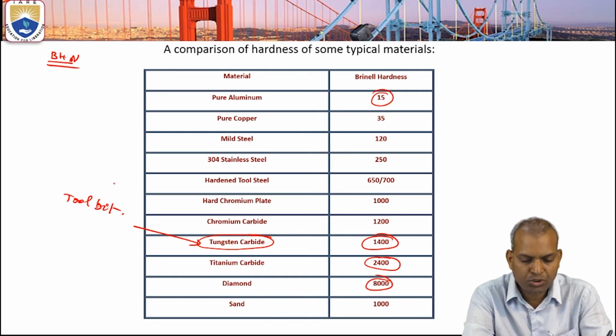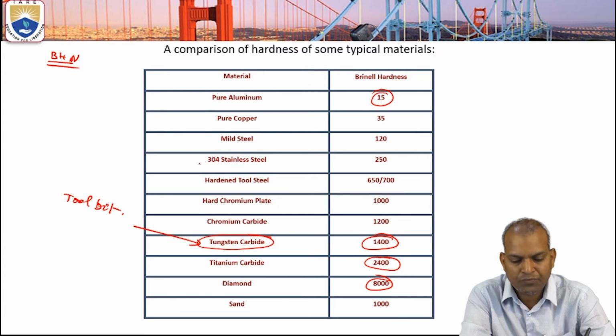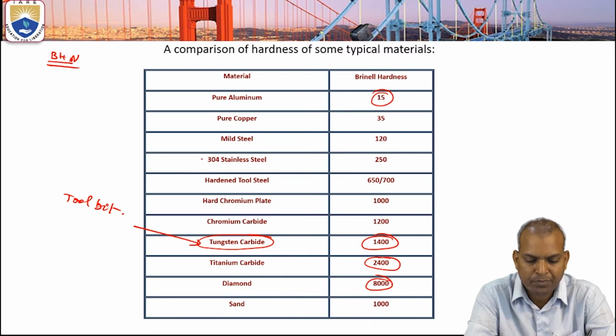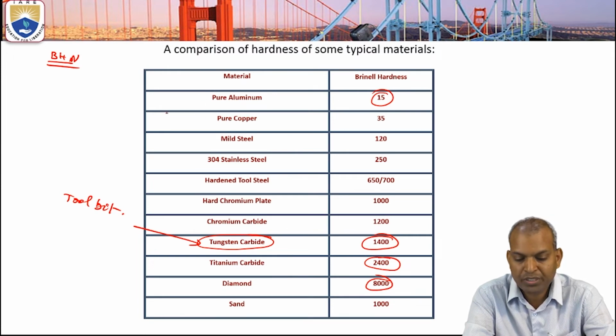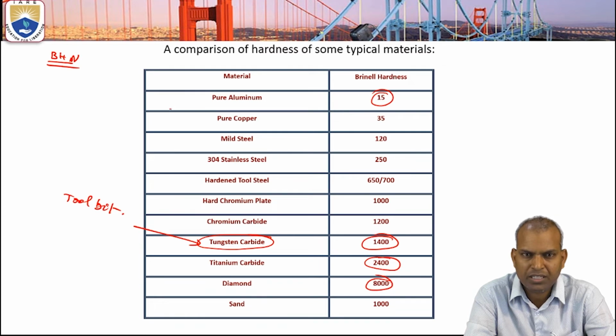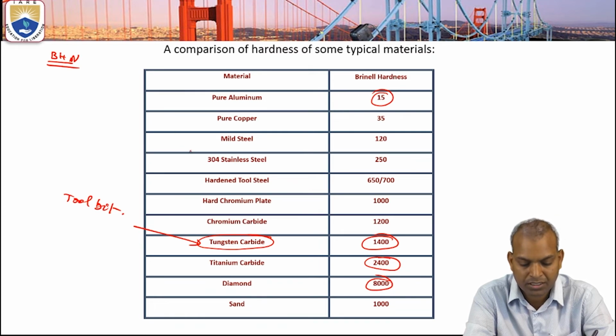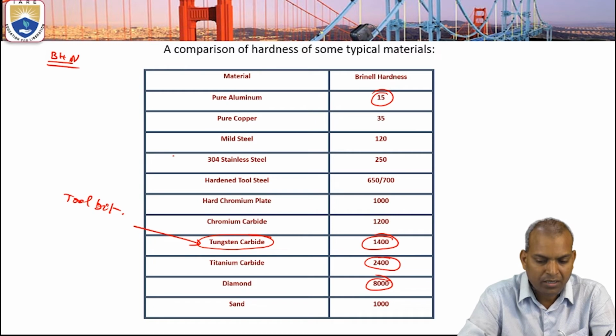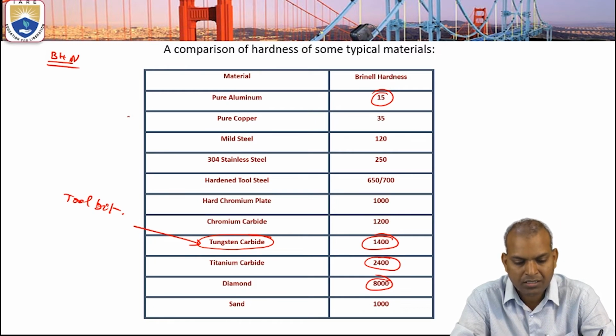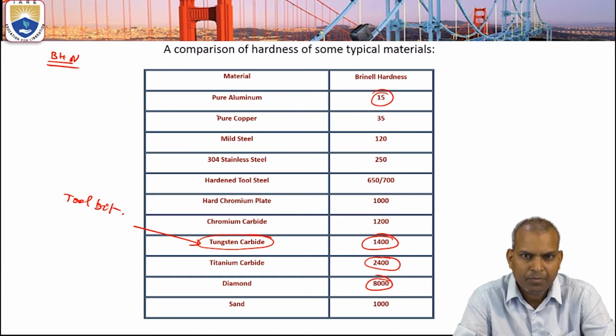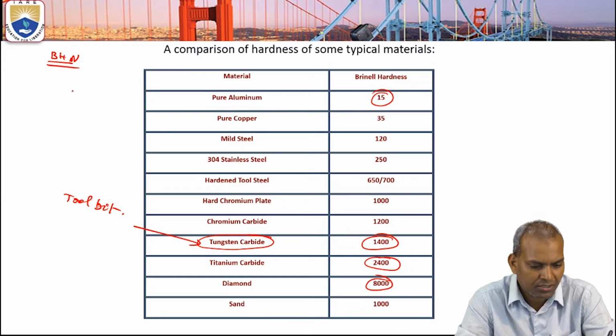The hardened tool steel is between 650 BHN and 700 BHN. And 304 stainless steel is 250, mild steel is 120, and pure copper is 35. And finally, pure aluminium has the lowest BHN number in comparison to other materials. So these are the Brinell hardness values of some of the materials, quantified by using the Brinell hardness tester.